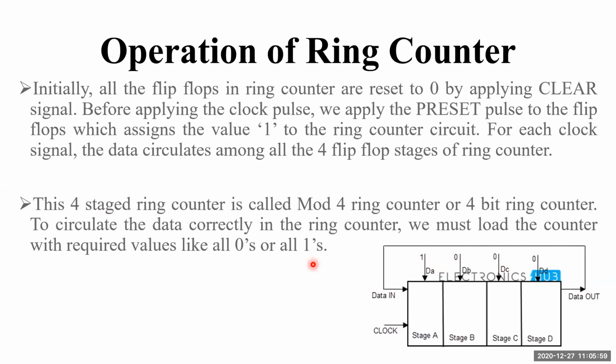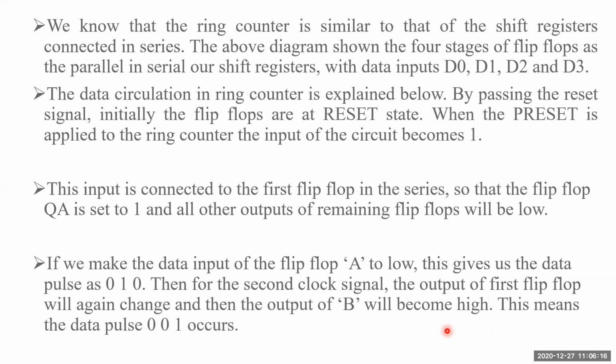To circulate the data correctly in a ring counter, we must load the counter with the required values of zeros or ones which we are supposed to circulate. Before circulating, we must make sure that the correct data has been loaded into this counter. So let us now see this operation in detail.